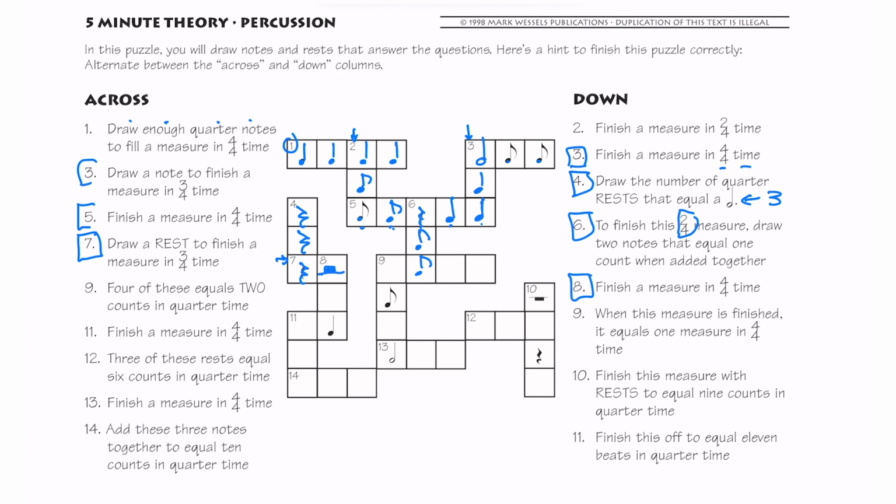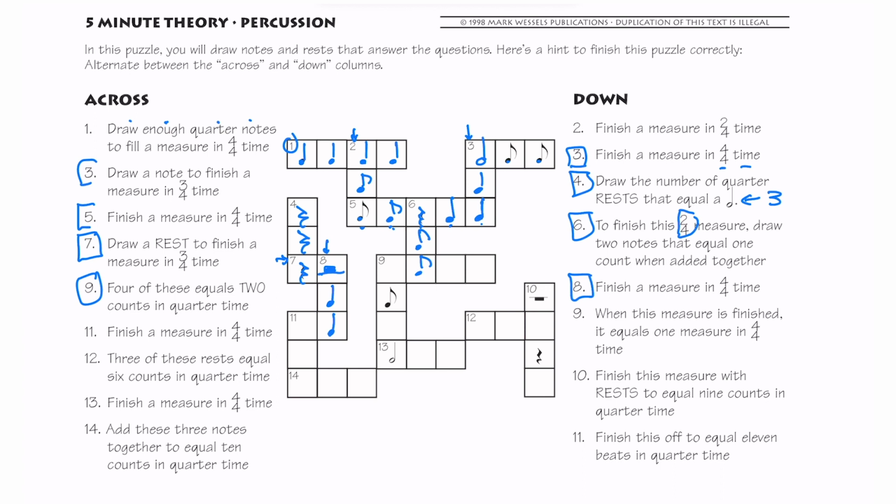Now here's 8 right here. So half rest is 2. Quarter note is 3. So finish a measure. I just need another count, right? So 1, 2, 3, 4. That is correct.